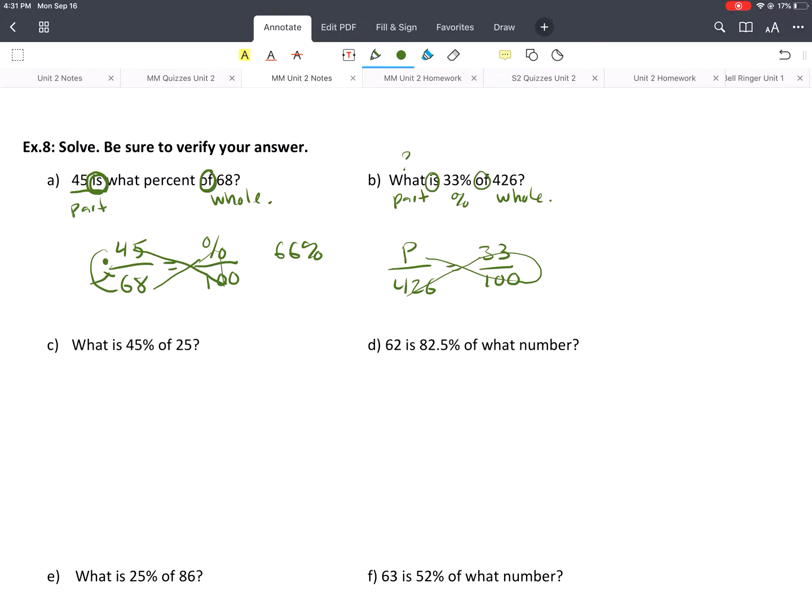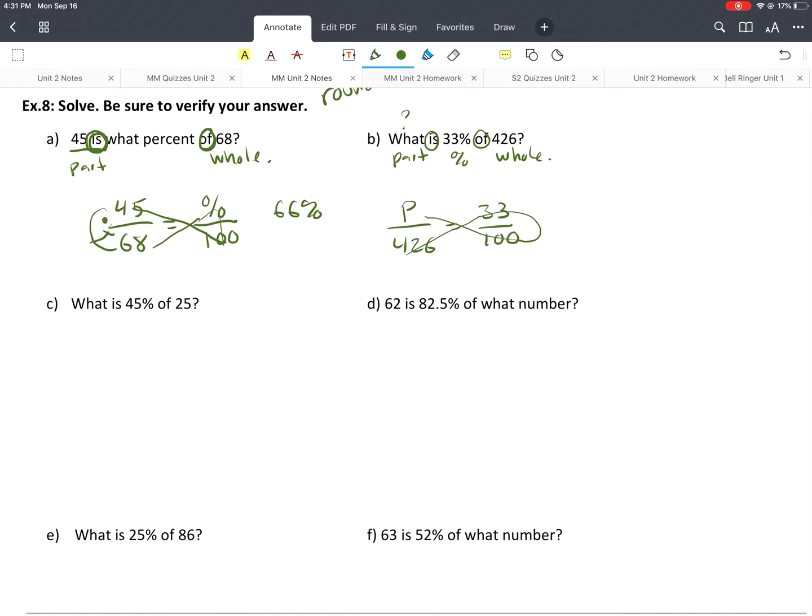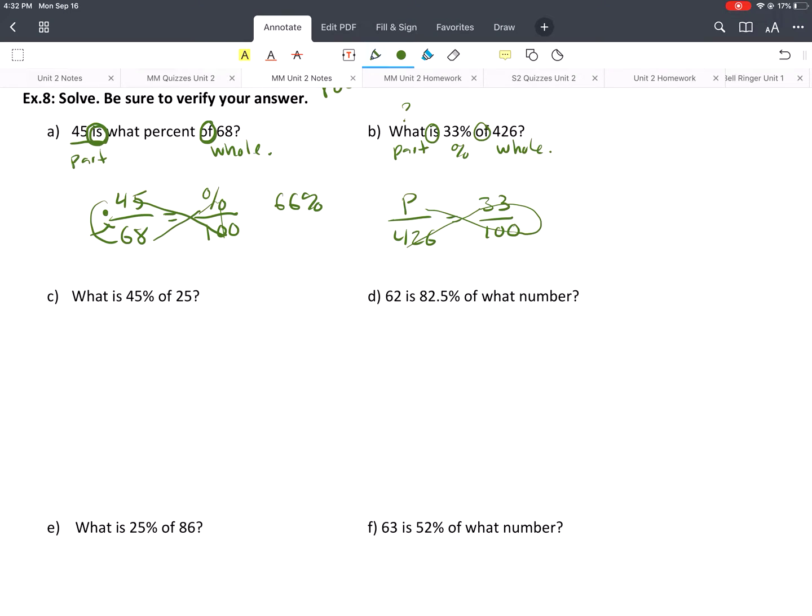Again, if you need to round, that's okay. For all of these, let's round to the ones place. So if you plug it in your calculator, you get 140.58. You round to 141.